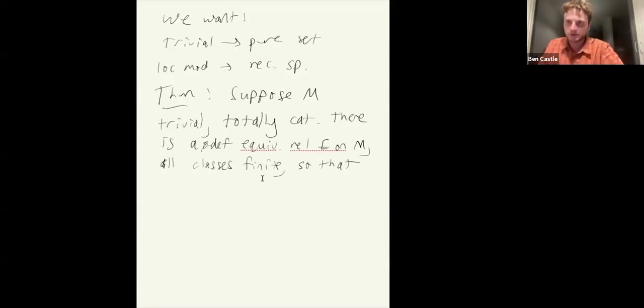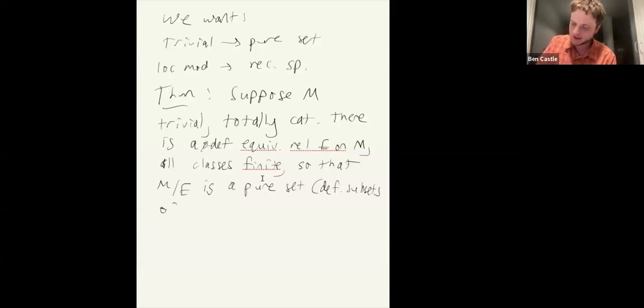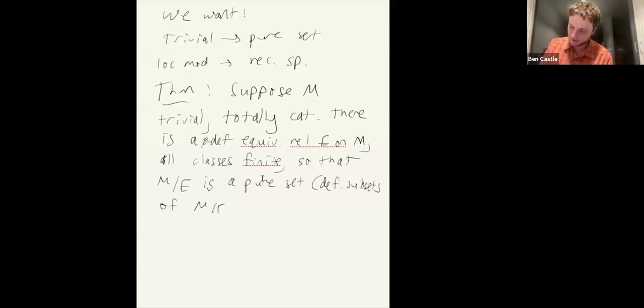So it's a fairly harmless equivalence relation. You're not changing M by much when you mod by it because all the classes are finite, so that M mod E is a pure set. And this means that M mod E exists in M^eq, and so the definable subsets of (M mod E)^n are just definable from equality.